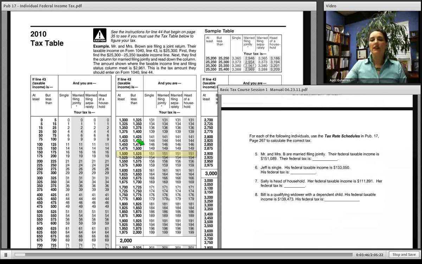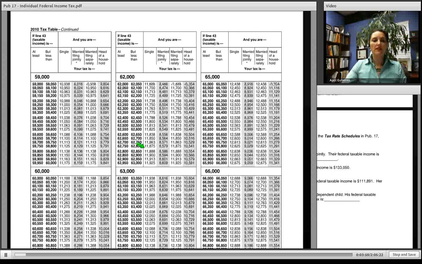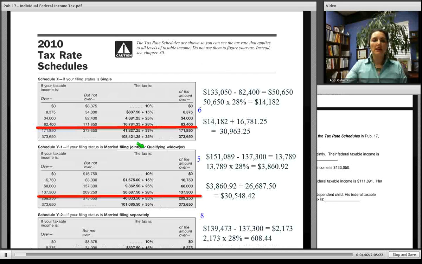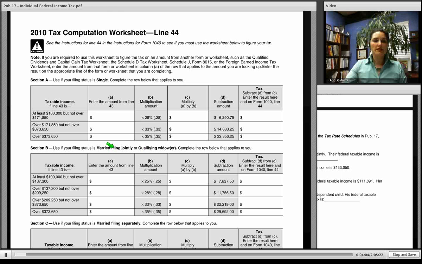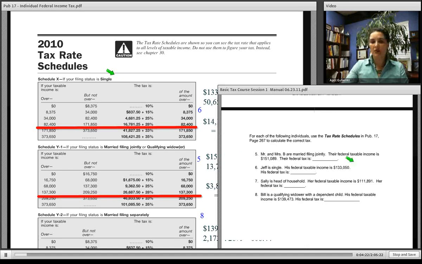Now we're going to take a look at the tax rate schedules and figure the tax for problems number 5 through 8. And these are a little bit more work. So again, we go to Pub 17. If you recall in the last lecture, I did explain that the IRS does provide these tables on page 268 that you can use to figure tax. However, we really wanted you to understand the methodology of what's going on by looking at the tax tables and doing it there. Here are the tax tables, and I've already done the computations ahead of time just to make the lecture go a little more quickly.